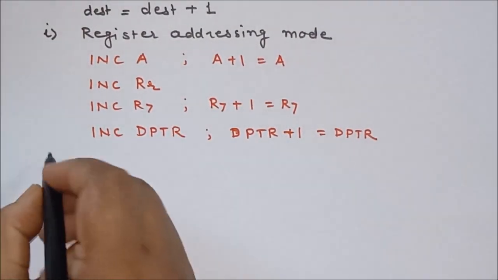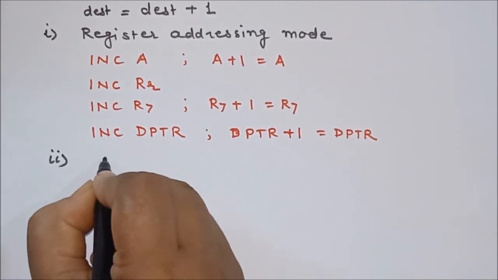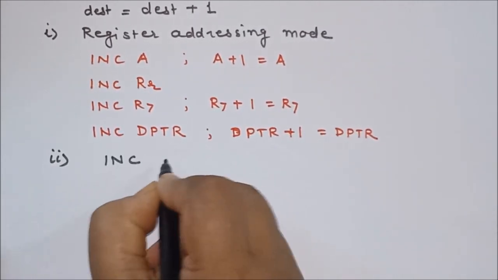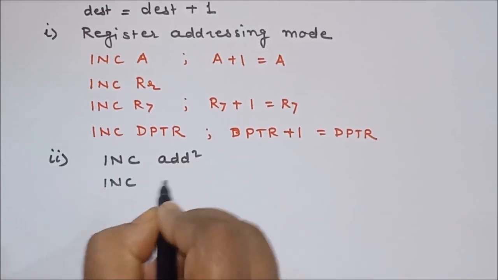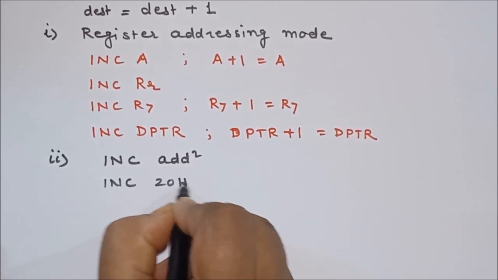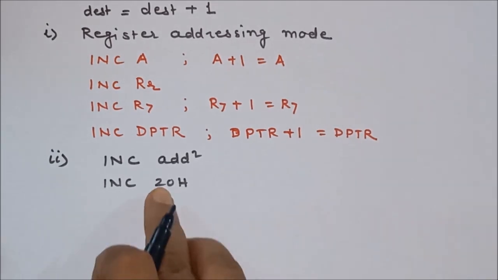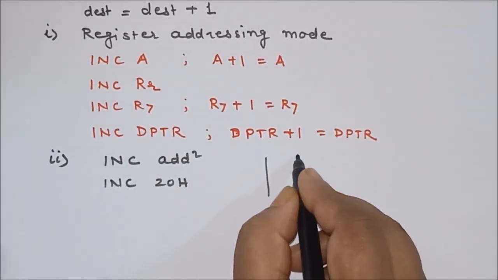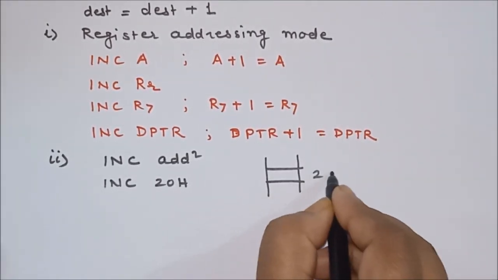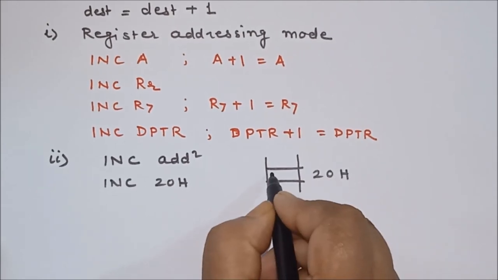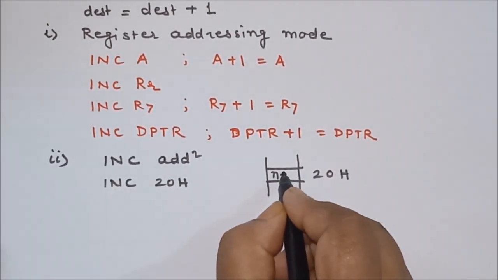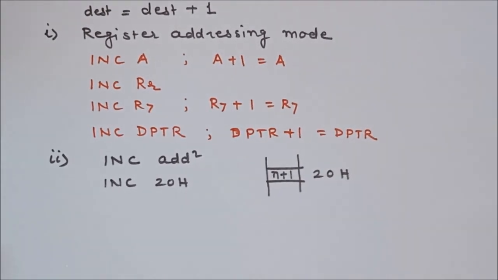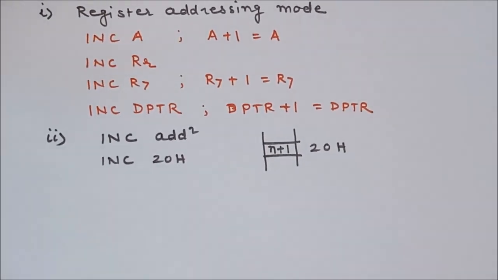Next is direct addressing mode. We can write the instruction INC and here the address of the memory location. For example, INC 20H. It will increment the contents of the memory location at address 20H. Suppose this is the address location and here the number n is stored. After execution of this instruction, the number n plus 1 will be stored. Any internal RAM address can be used here.